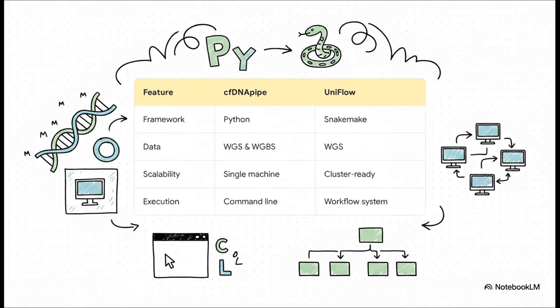Let's put them head-to-head and objectively evaluate their technical capabilities. For framework, cfDNApipe relies on Python, while Uniflow uses Snakemake. For supported data, cfDNApipe actually handles both genomic, WGS, and methylomic, WGBS, whereas Uniflow currently focuses strictly on WGS. When it comes to scalability, cfDNApipe is primarily geared toward a single computer environment, while Uniflow is fully natively cluster-ready. And for execution, cfDNApipe prides itself on simple one-command-line execution, while Uniflow utilizes a full workflow management system.